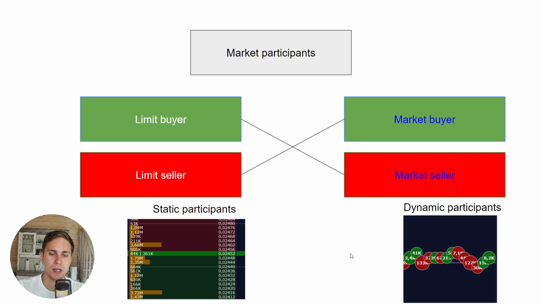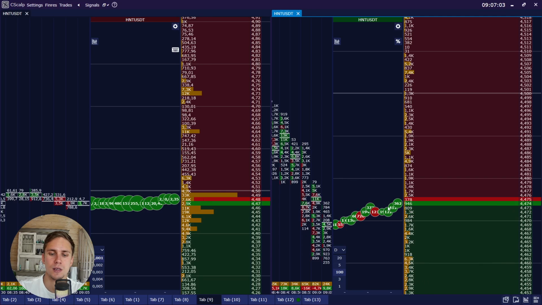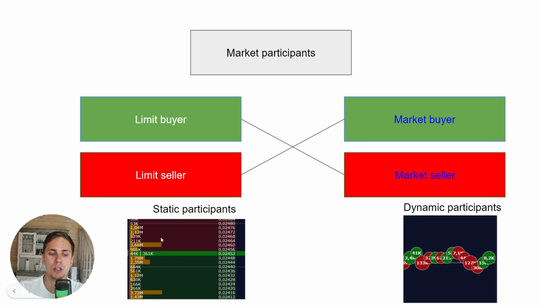The representation of their orders we see here. Red ticks show us the volume of sales every moment live, and green shows the purchases made by market buyers who are buying right now, at this moment. The faster this part is moving, the higher the activity of market participants. Let's see again. Here we see market participants. Limit participants are shown here.